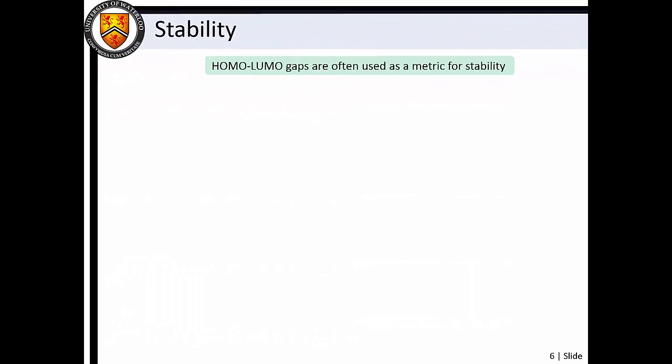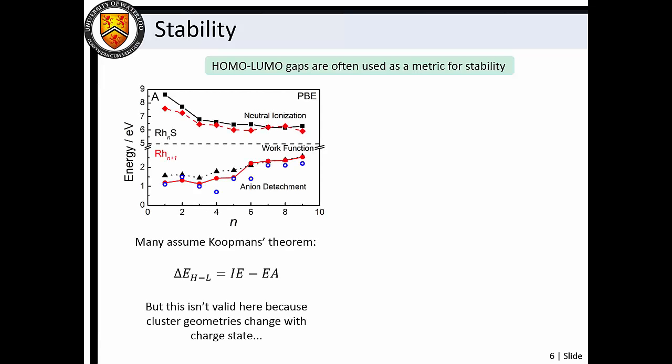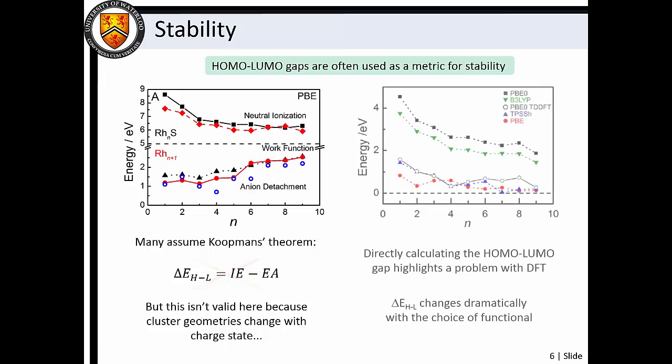Cluster stability is often gauged by the size of the HOMO-LUMO gap. Oftentimes, people will assume Koopmans' theorem and estimate gap size as the difference between ionization energy and electron affinity. Such an approach is not valid here, owing to the fact that cluster geometry often changes with charge state.